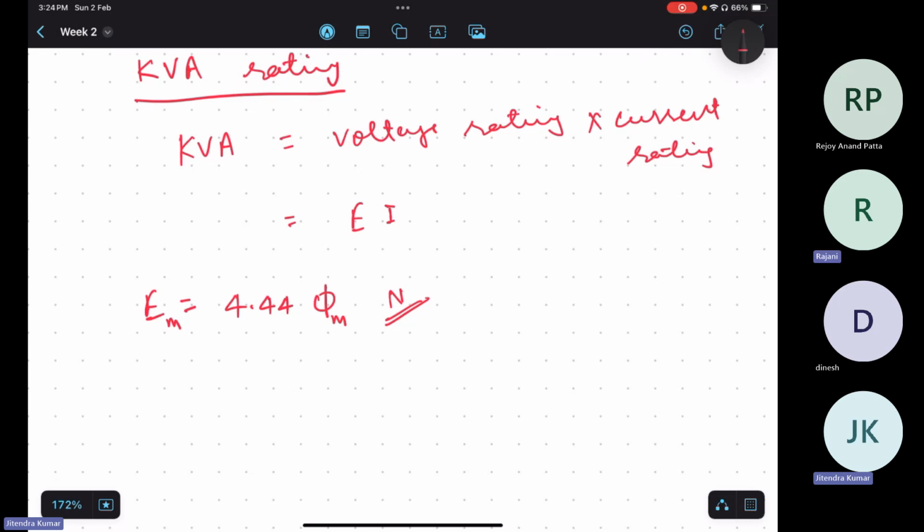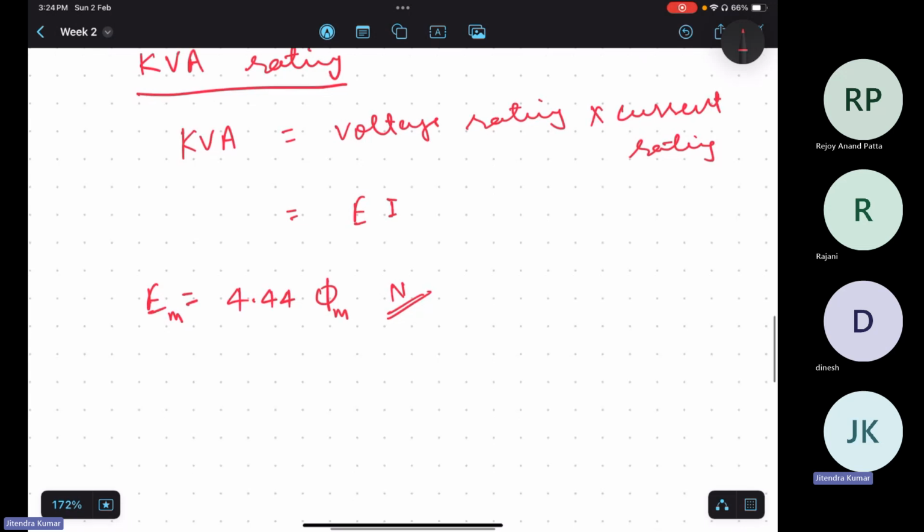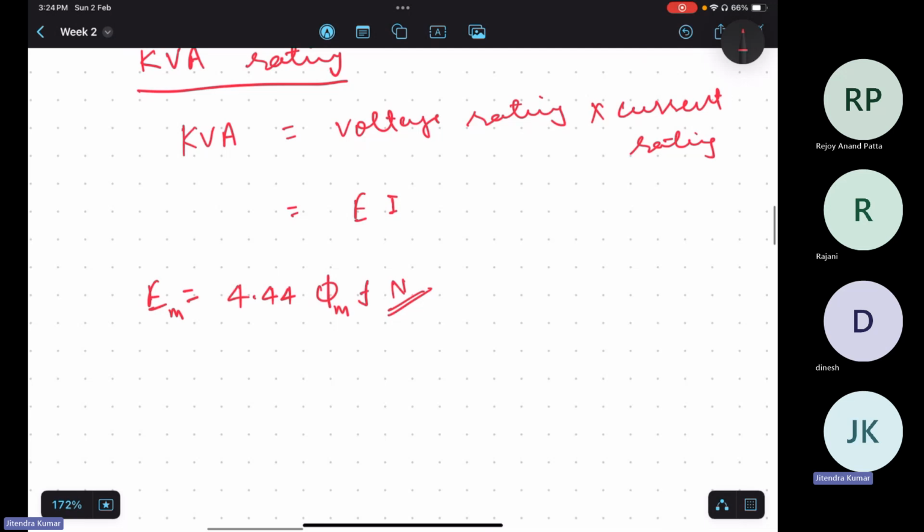There is a difference between them, but that will come in the machine distribution when we have two different wires, two different conductors contributing to a single turn, that is known as double layer or single layer winding. But here it will be frequency into number of turns. Am I right? Yes, sir.